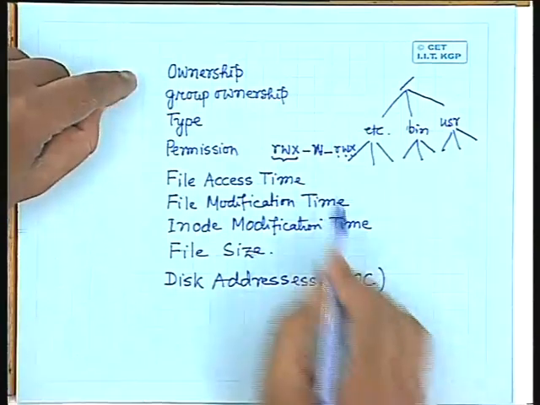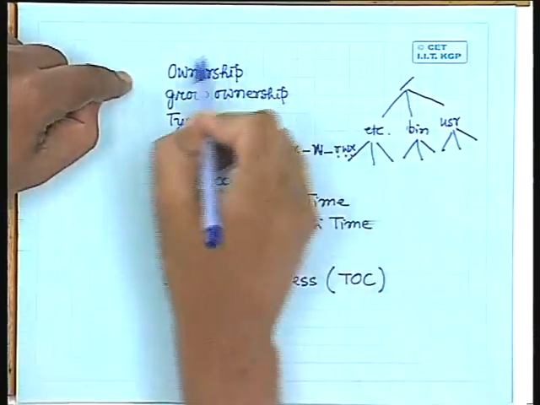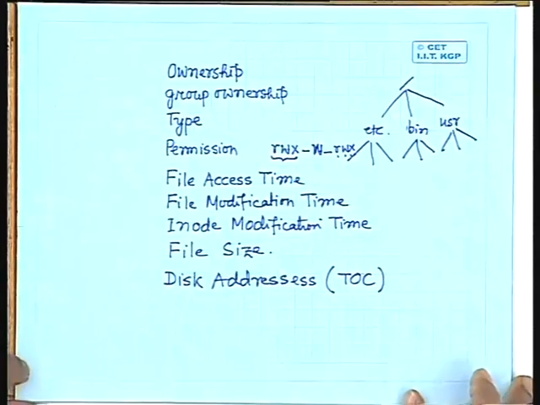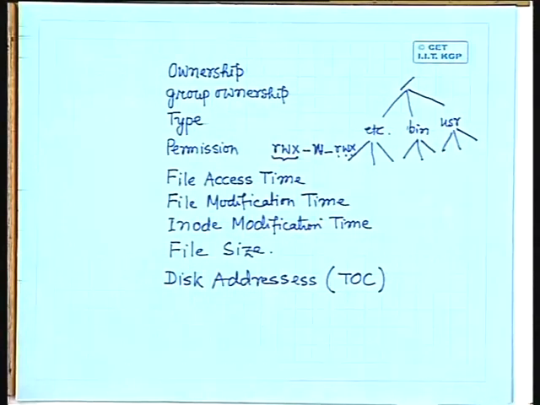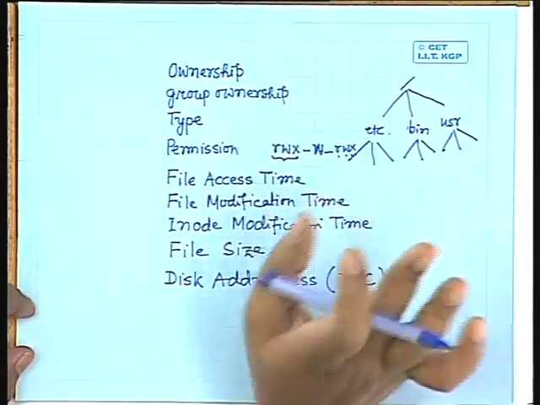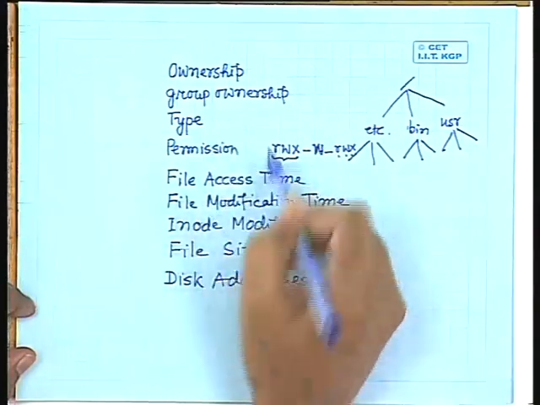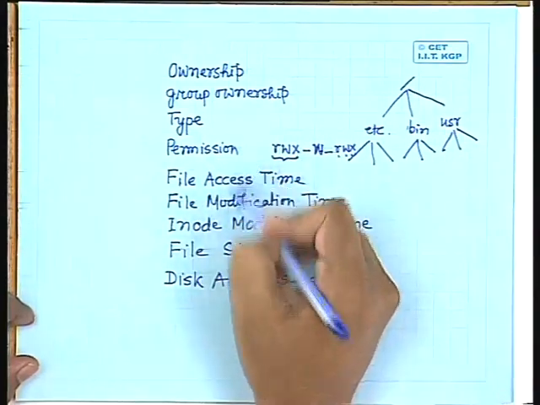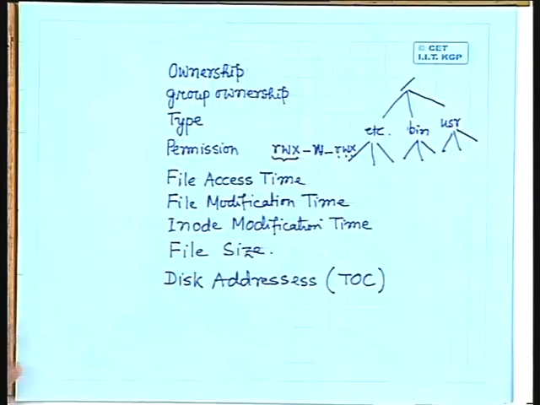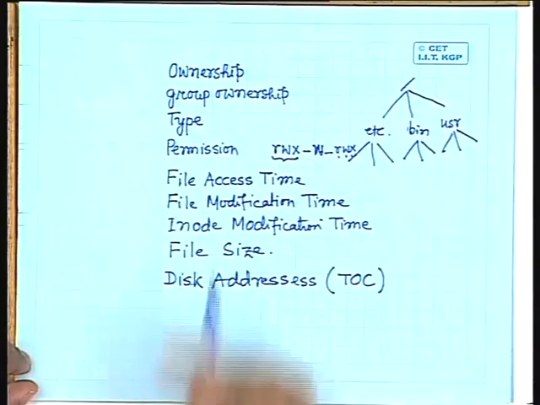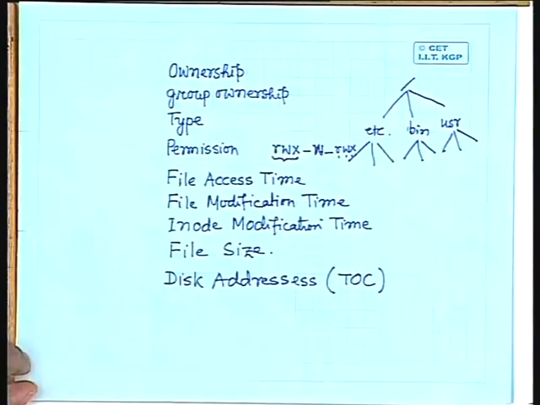Okay. So now we find that because the inode has a fixed number of fields, and every field is of fixed length, this ownership field contains a fixed length. Group ownership field contains a fixed length. Type field is of fixed length. Permission field is again of fixed length. So every field in the inode data structure is of fixed length. So that means the number of bytes needed to store the inode is also fixed.